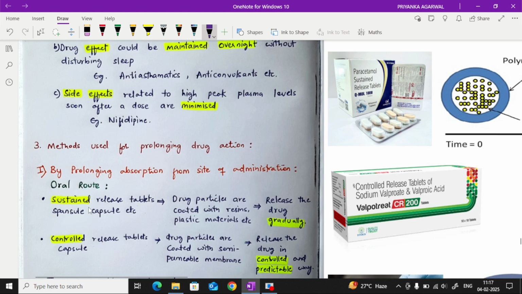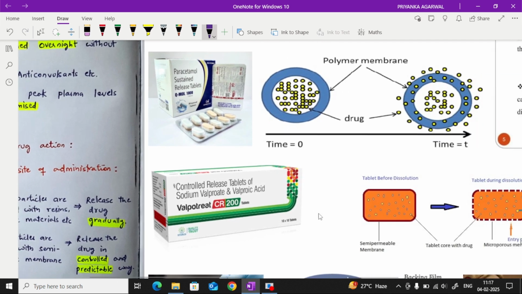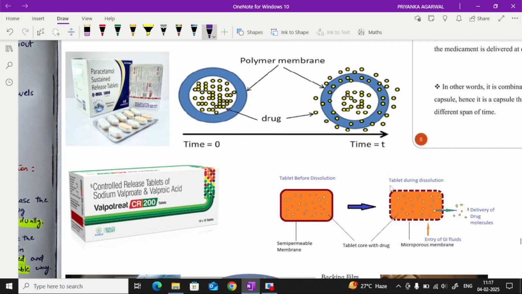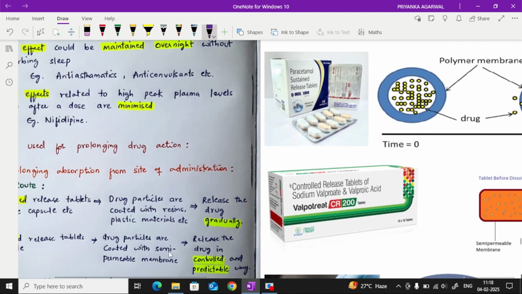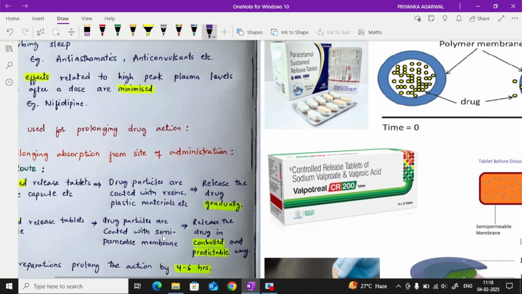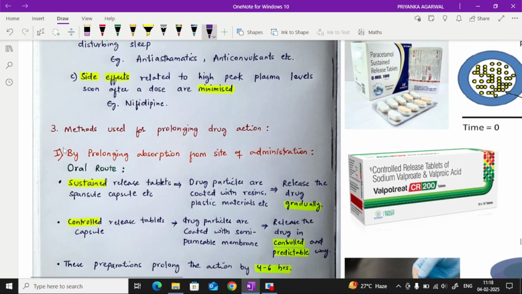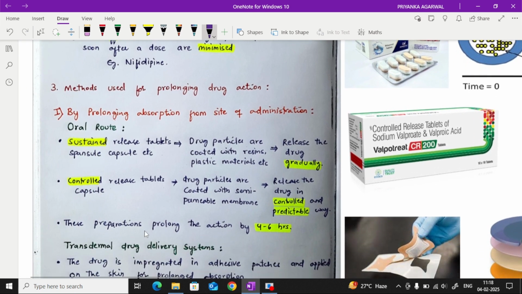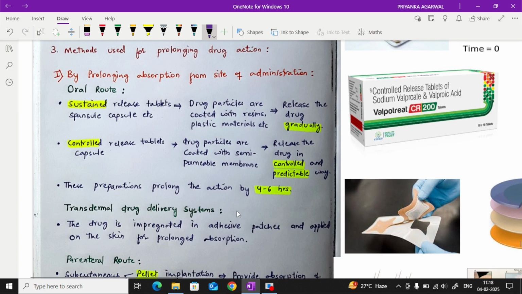So we also have something called pansules. Pansule is nothing but capsules with this kind of sustained release medication. Now what are controlled release tablets? Here the drug particles are covered with a semi-permeable membrane, like this. So the drug is coming out of the formulation in a controlled and predictable way. That is the difference between sustained and controlled release tablets. With these preparations we are increasing the action by 4 to 6 hours.